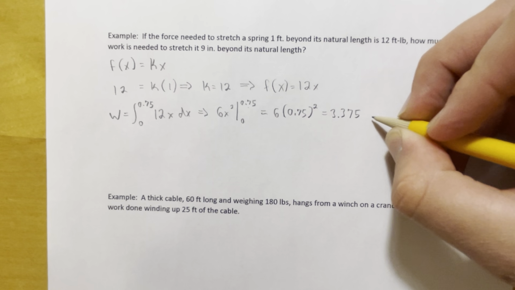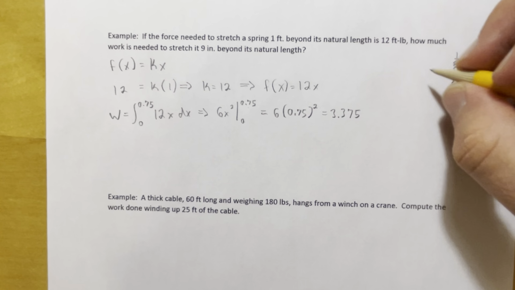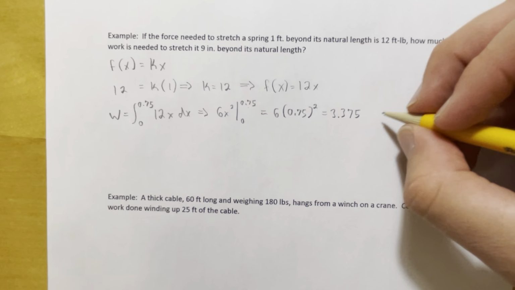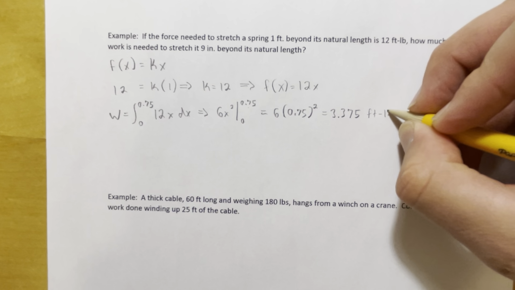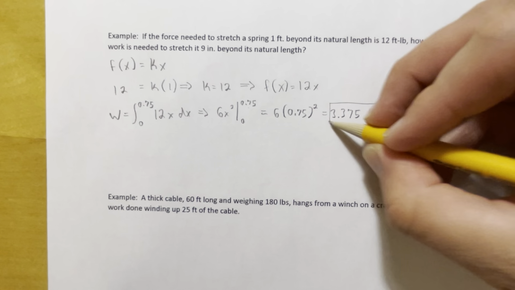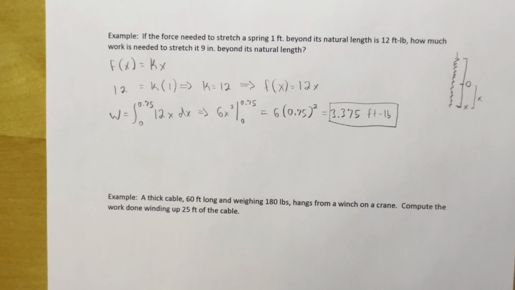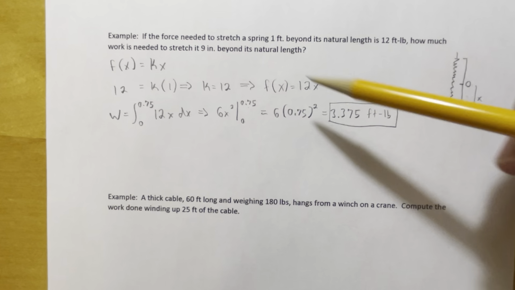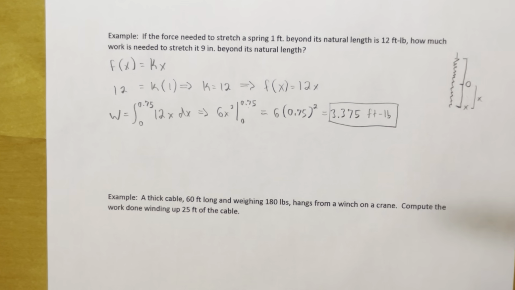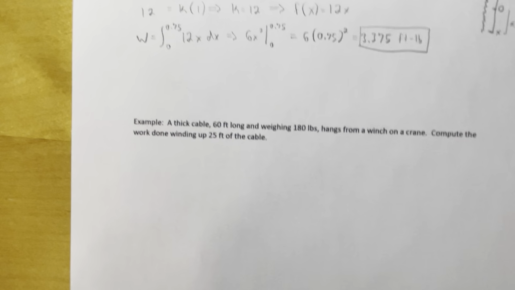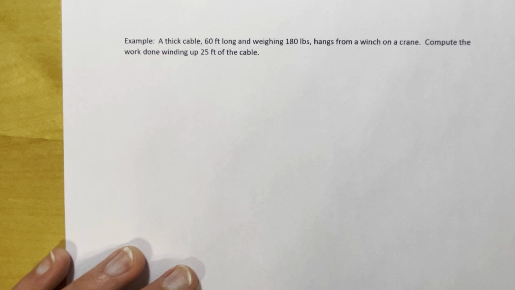3.375 joules. Oh, no, I'm sorry. We're not measuring this in joules. We're doing this in foot-pounds. So foot-pounds. Be careful with my units. Okay? And again, not super complicated, but we did have this additional step of having to figure out what f of x looked like in the first place. All right? So that's one more example under our belts. Let's move on to something different.